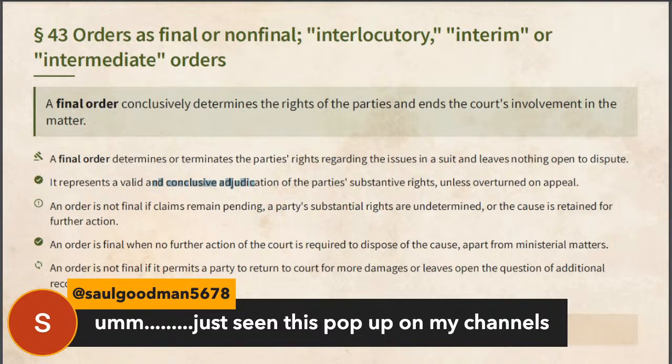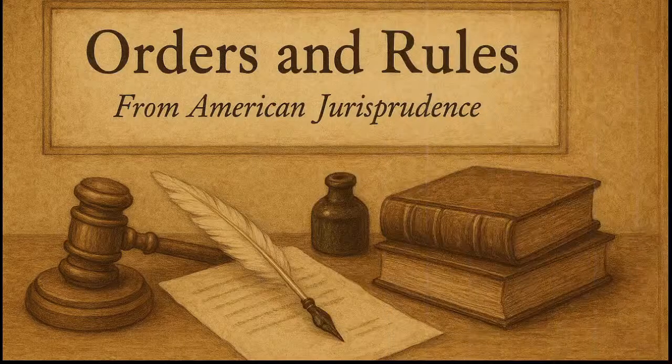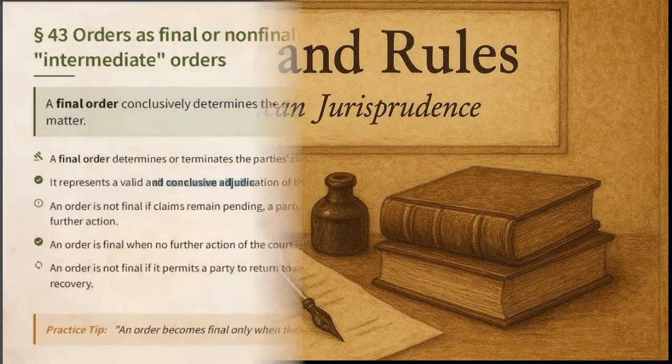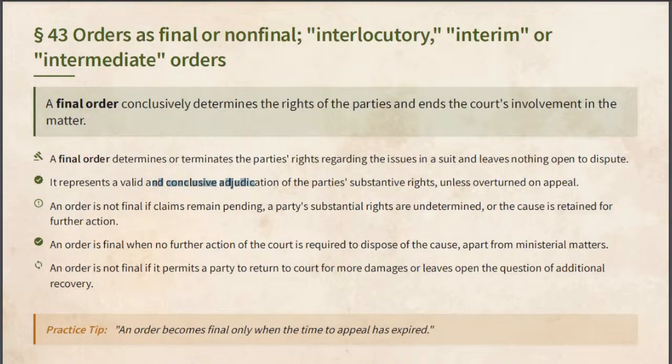We're going over orders and rules from American jurisprudence. So what we have here is the final order conclusively determines the rights of the parties and ends the court's involvement in the matter. So, where we leave off here, it represents a valid and conclusive adjudication of the parties' substantive rights, unless overturned on appeal.